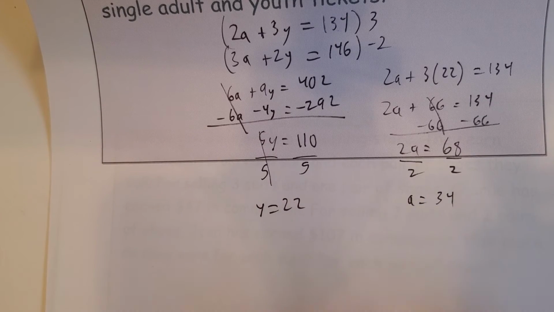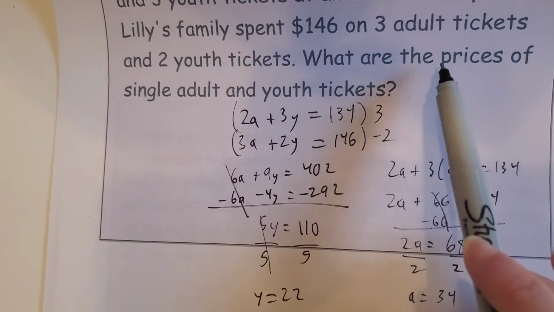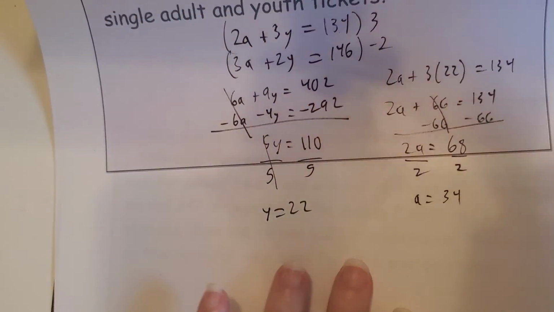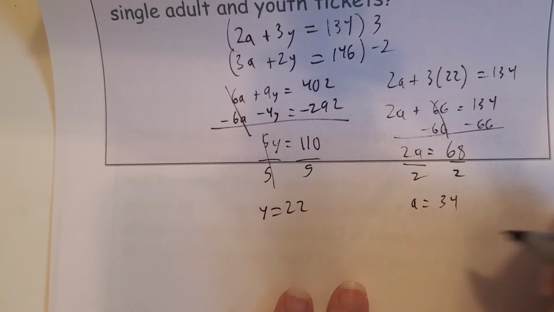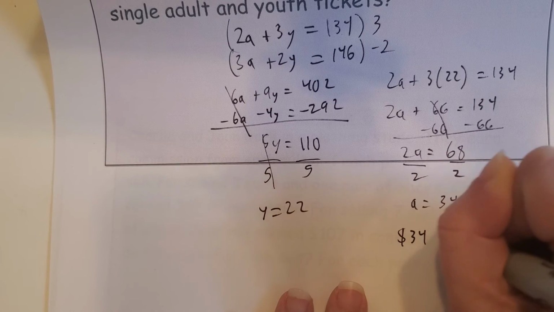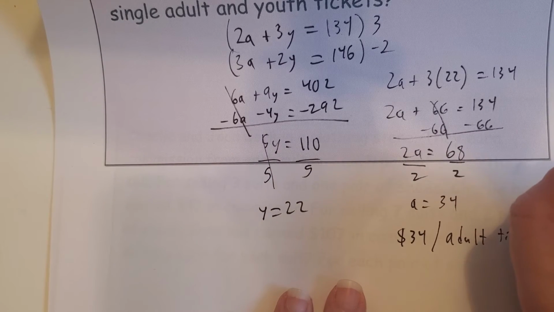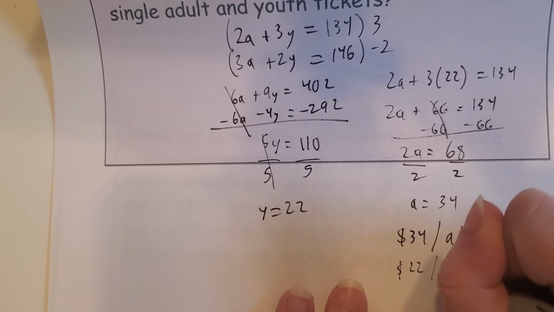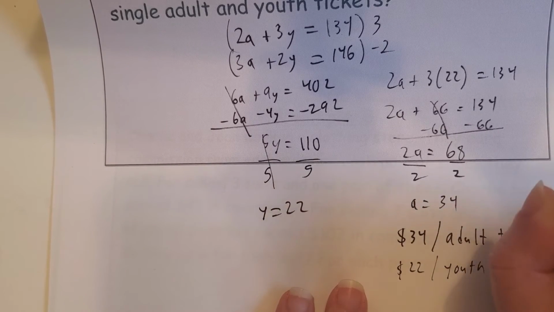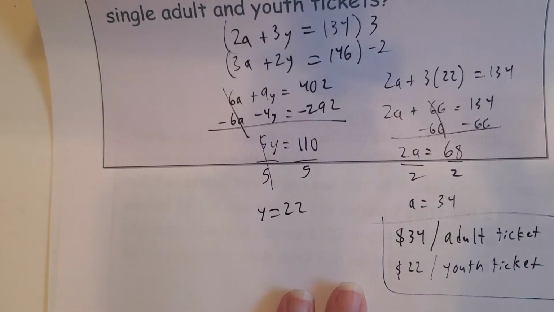And then we've got to go back and think, what did those variables and these numbers actually mean? The question was asking us for the prices of single adult and youth tickets. So since A represented the adult ticket, we have $34 per adult ticket and $22 per youth ticket. There you go.